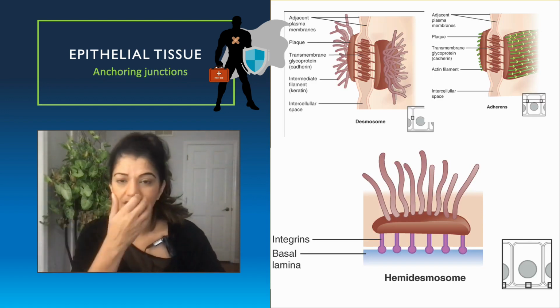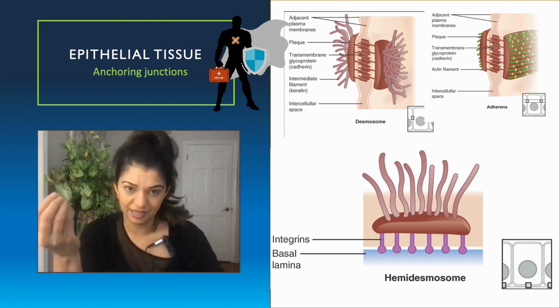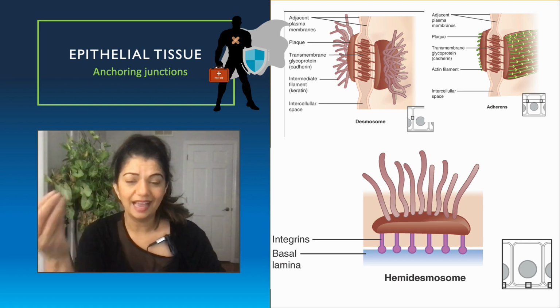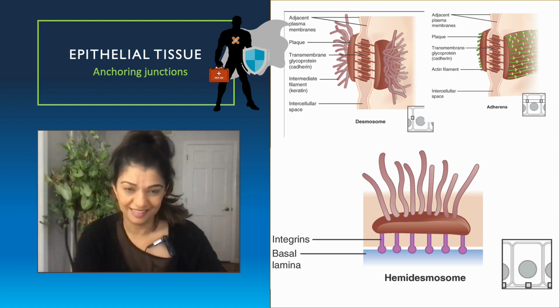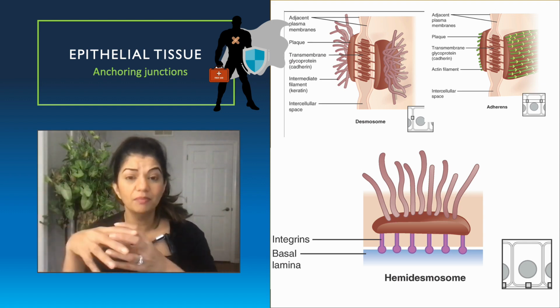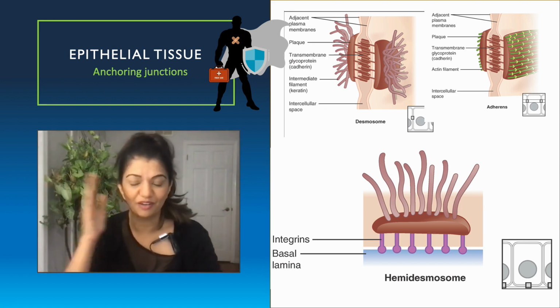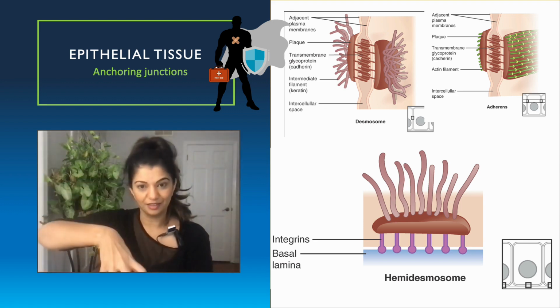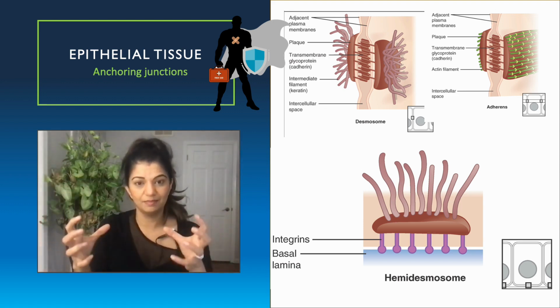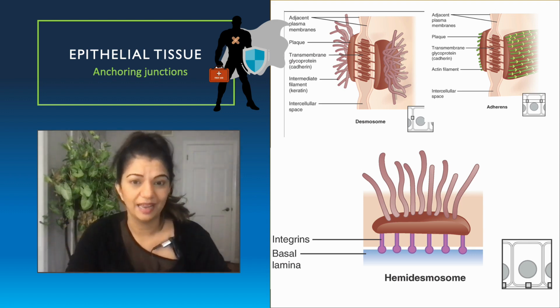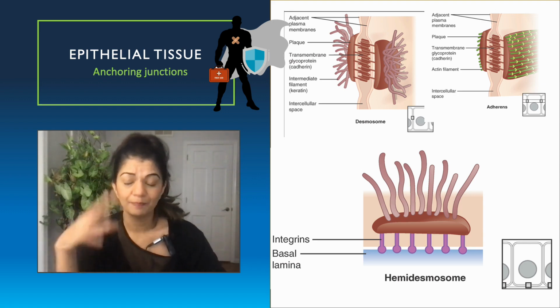At anchoring junctions. This includes several types of cell junctions that actually help stabilize the epithelial tissue, right? Hence the name, anchoring. They're common on the lateral and the basal surfaces, which makes sense. Obviously, you want the anchoring at the bottom and you want it on the sides to keep things very stable and strong. But it also provides flexibility.